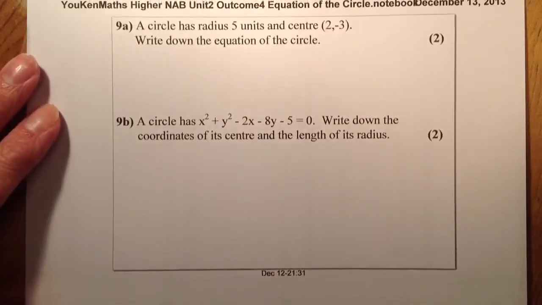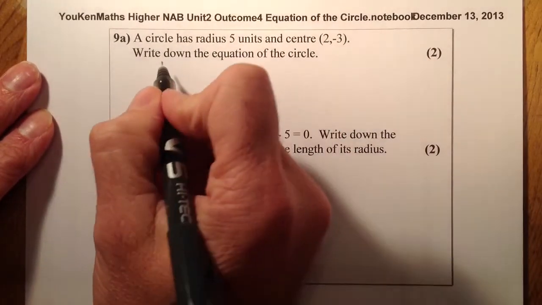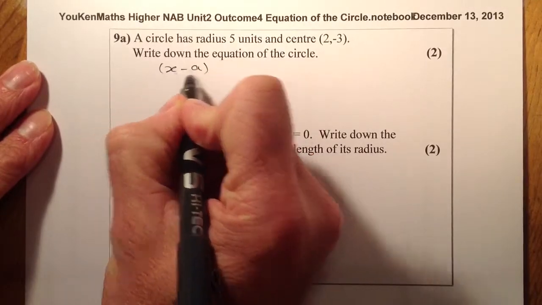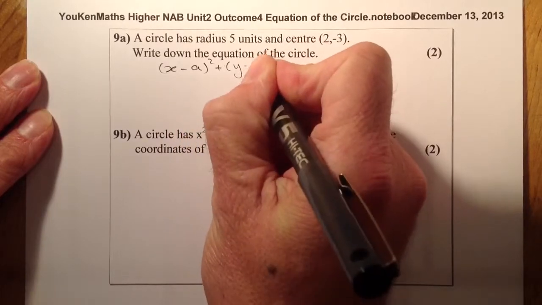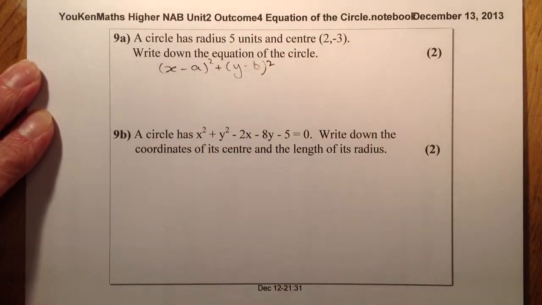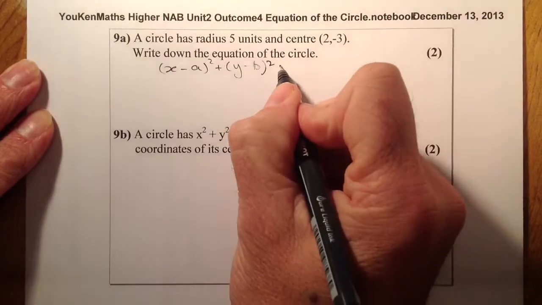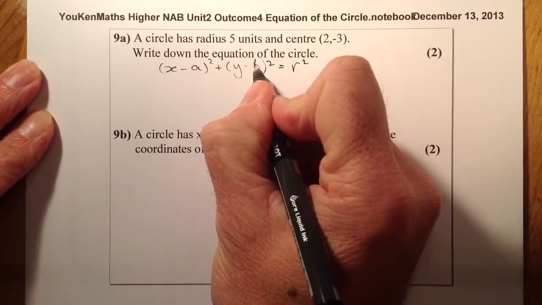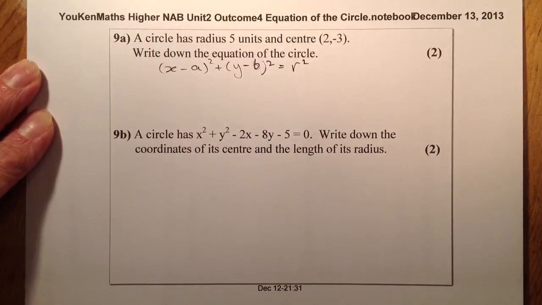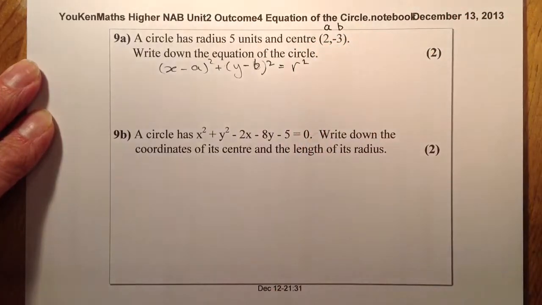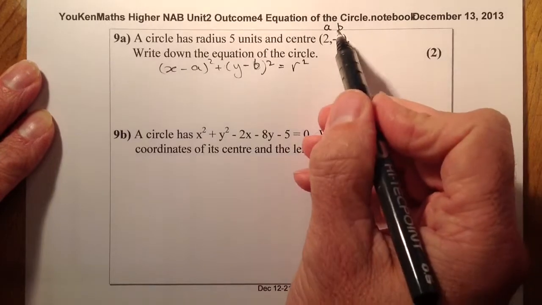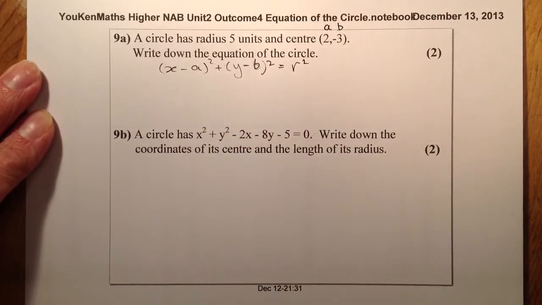I'm going to start by writing that equation down. So that equation is (x - a) squared plus (y - b) squared equals r squared. The values that I'm going to take here, I'm going to take from the centre of the circle. So a is equal to 2 and b is equal to negative 3. And I'm going to just substitute these into the equation that I've chosen.